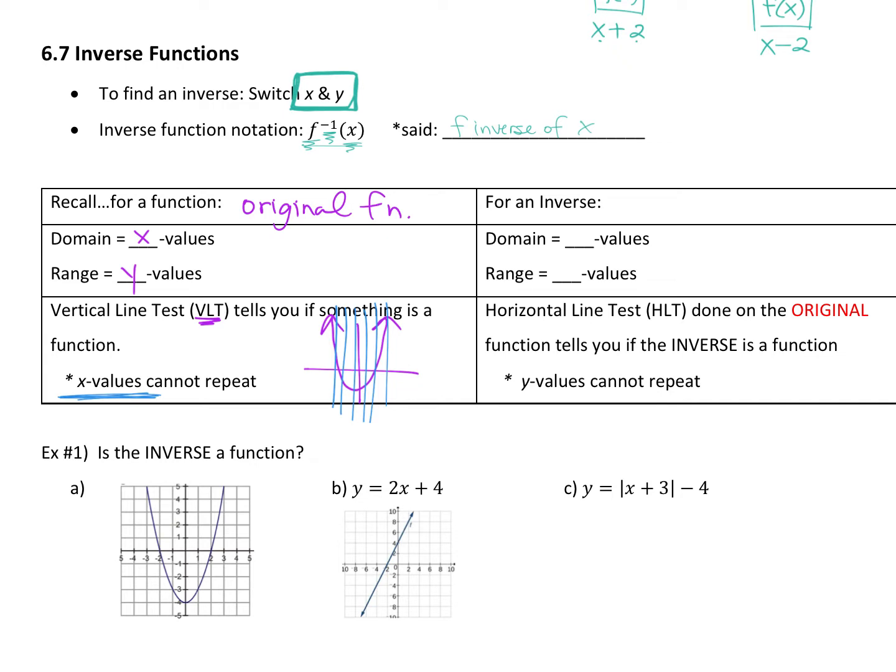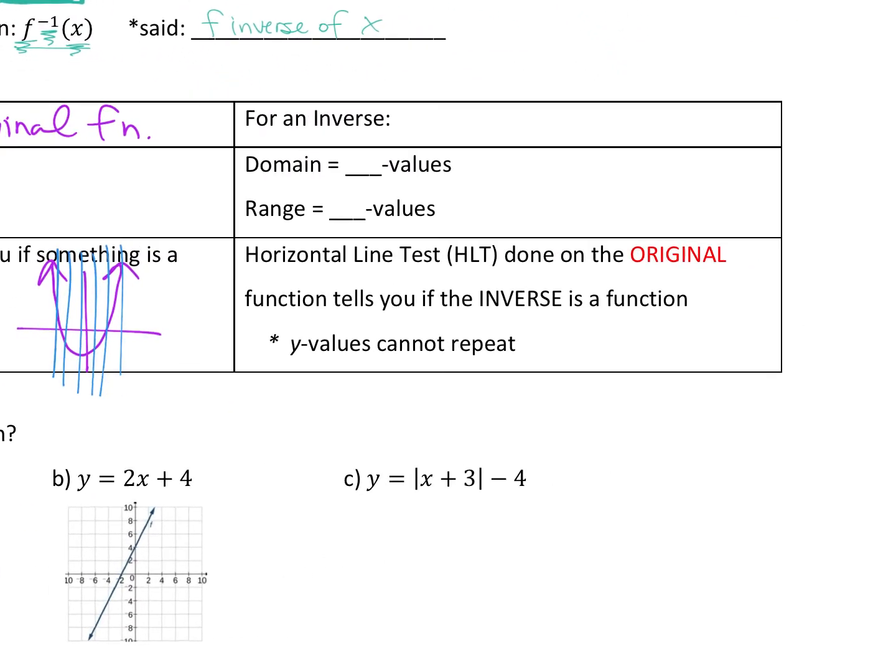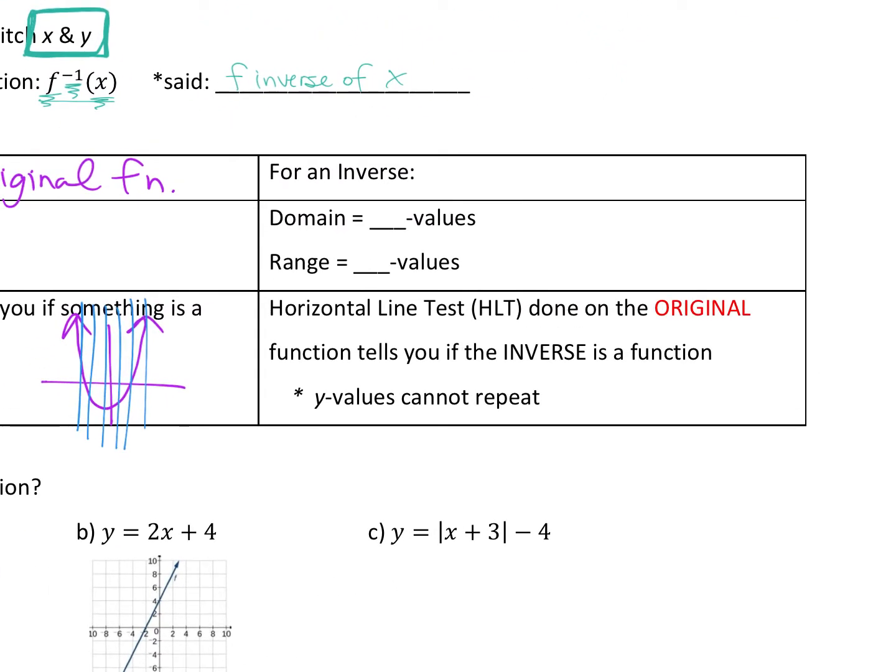Okay, so that's what we already know about functions. Inverses jump to the other side: the domain and the range swap, right? We said we're going to swap our x and y values. So now your domain is your y values and your range is your x values, okay? And instead, we have something called the horizontal line test. So everything kind of gets flipped upside down.